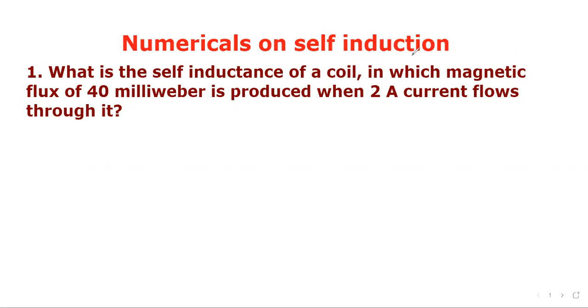Numericals on self-induction. Question number 1. What is the self-inductance of a coil in which magnetic flux of 50 milliweber is produced when 2 ampere current flows through it? So let's write the solution. We are given phi equal to 40 milliweber. Milli means 10 power minus 3 Weber. Current is given as 2 ampere.